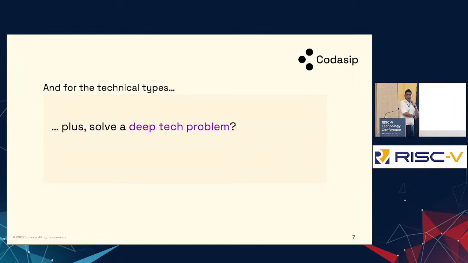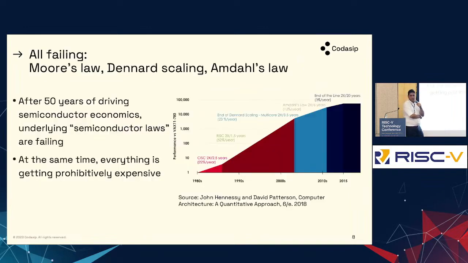But let's actually look at the technical side. There is a problem brewing in the background. All of the fundamental semiconductor laws are starting to fail, right? If you look at Moore's law, Dennard scaling, all of these are starting to fail. What you used to get 10 years back, when you went from one process node to a lower process node and you were doubling up on PPA, which is performance, power, area, is not really happening anymore, right?